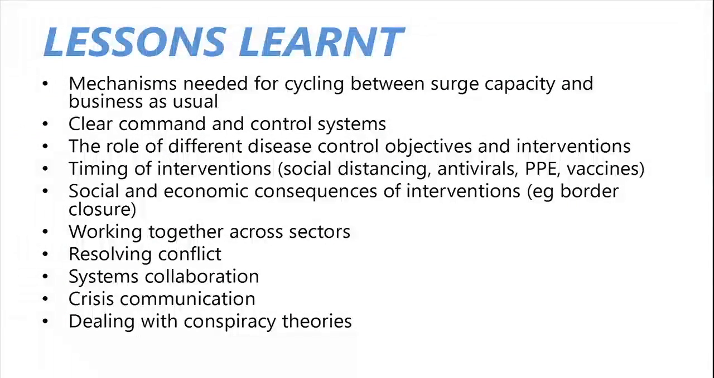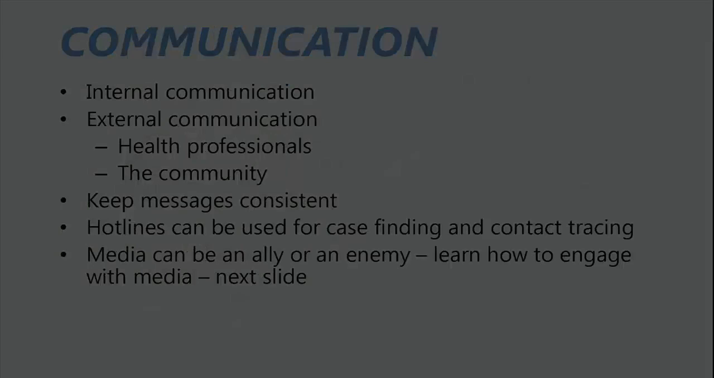Lessons learned are many. How do we create this cycling between surge capacity and business as usual? How do we have clear command and control structures? How do we sort out the role of different disease control measures and objectives and how we time those to be the most effective, like closing your schools? It's got to be done early. And how do you resolve conflict and work better across sectors, and how do you deal with the conspiracy theorists who are always out there, whether at baseline times, the anti-vaccine lobby for example, or in crises, when they tend to peak in activity as well?